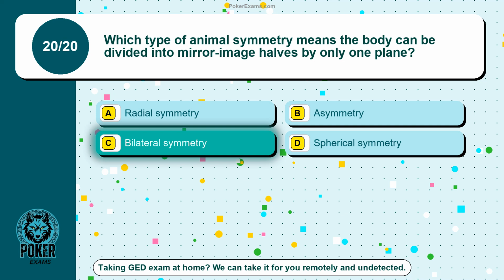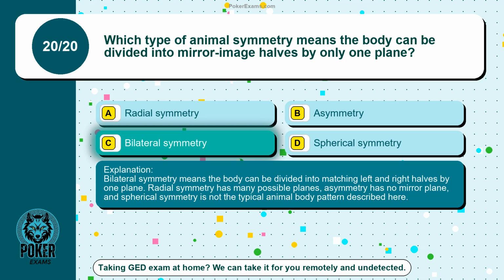The correct answer is option C. Bilateral symmetry. Bilateral symmetry means the body can be divided into matching left and right halves by one plane. Radial symmetry has many possible planes, asymmetry has no mirror plane, and spherical symmetry is not the typical animal body pattern described here.